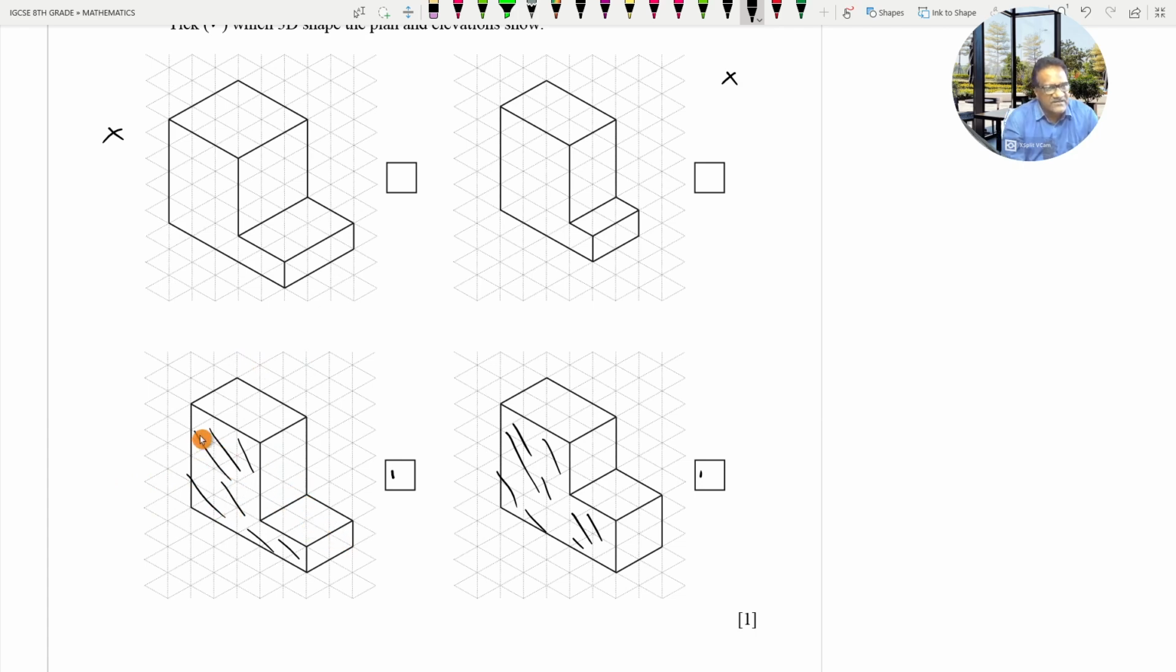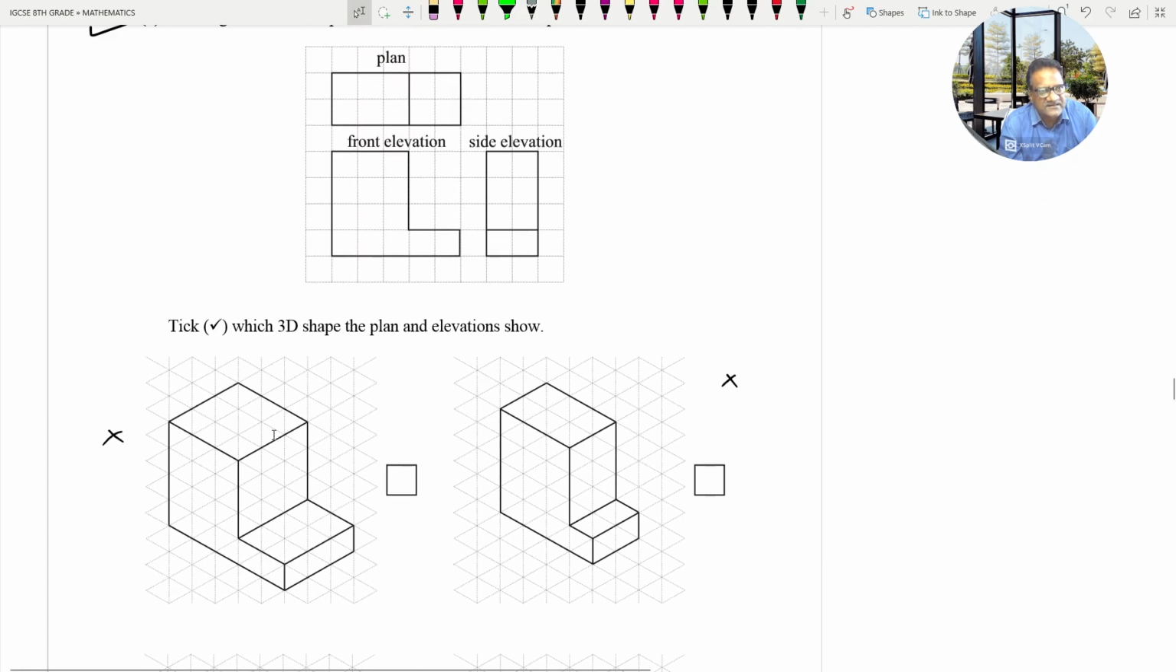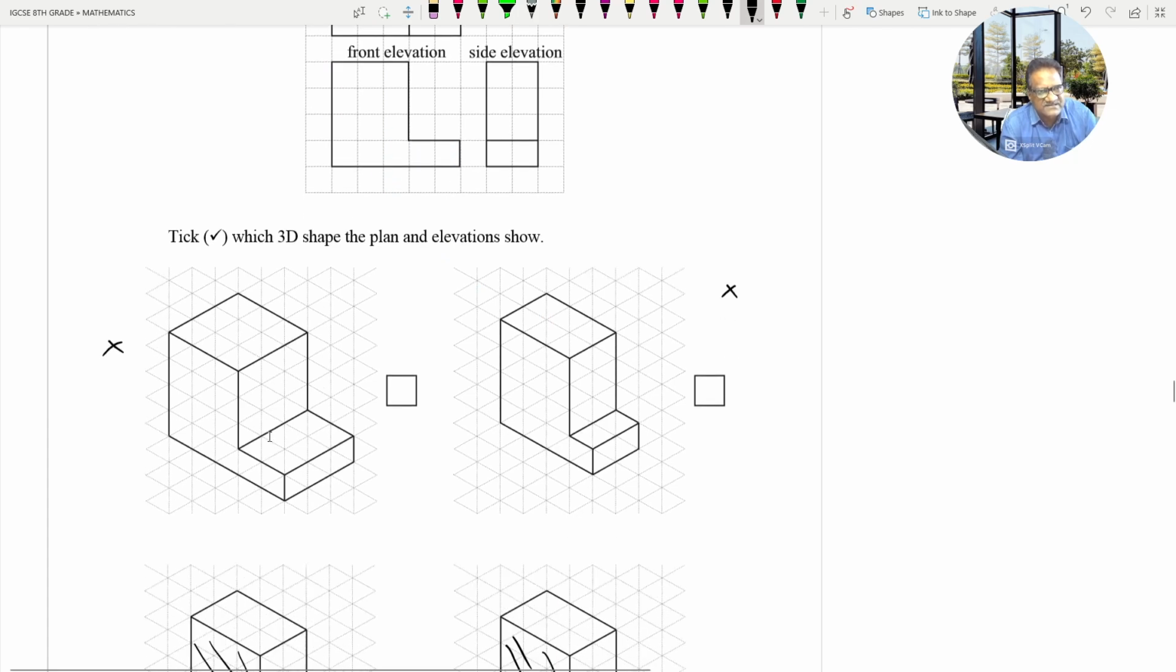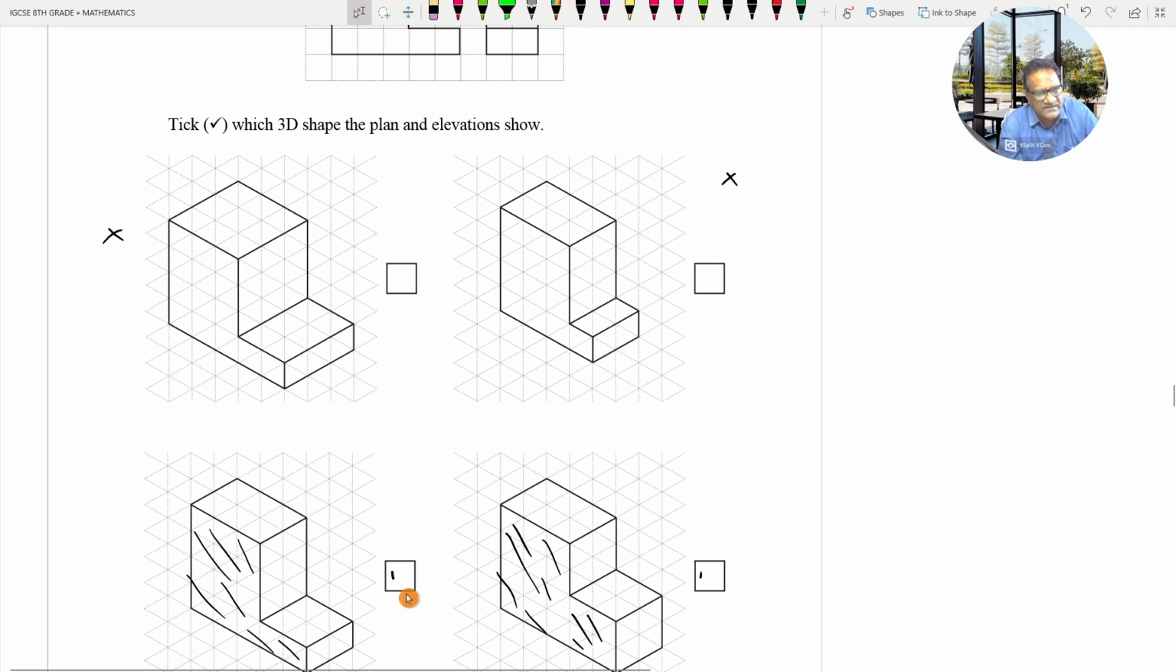Now in front elevation, this is 3 by 4, okay, 3 boxes and 4 boxes over here, and this is 2 by 1, 2 boxes and 1 box in the height. Now let us check here. Front elevation is 3 by 4 and 2 by 1, so front elevation is matching for this, so I'll put 1 mark over here.